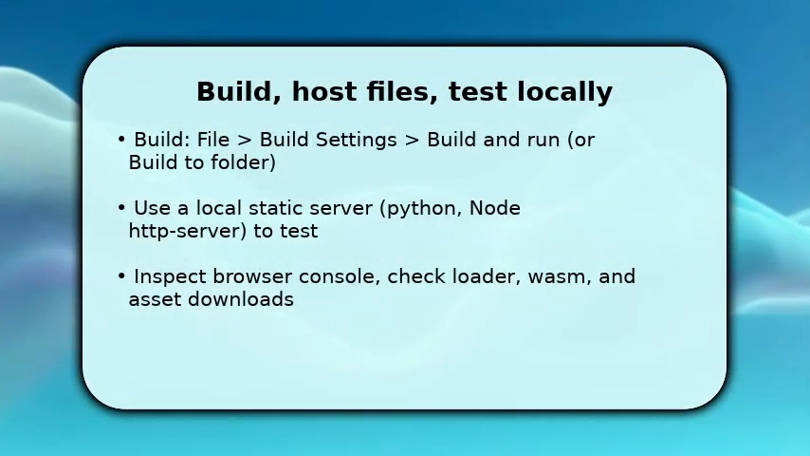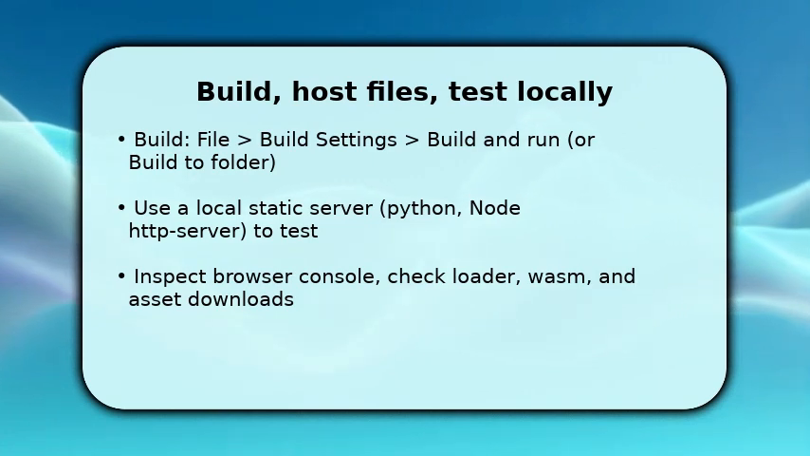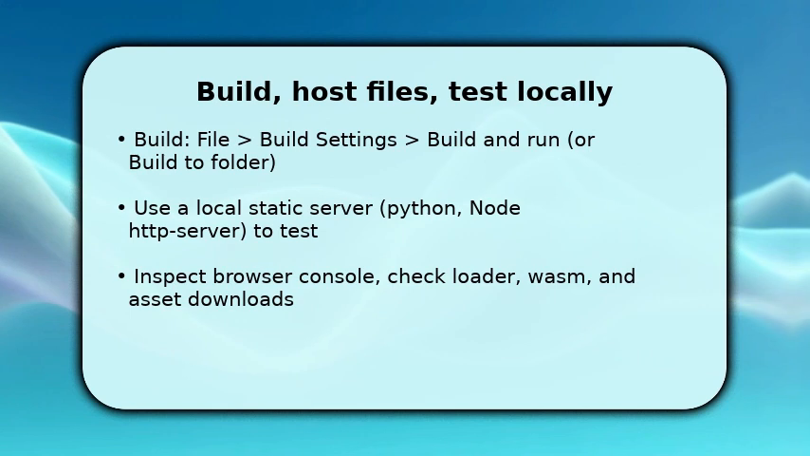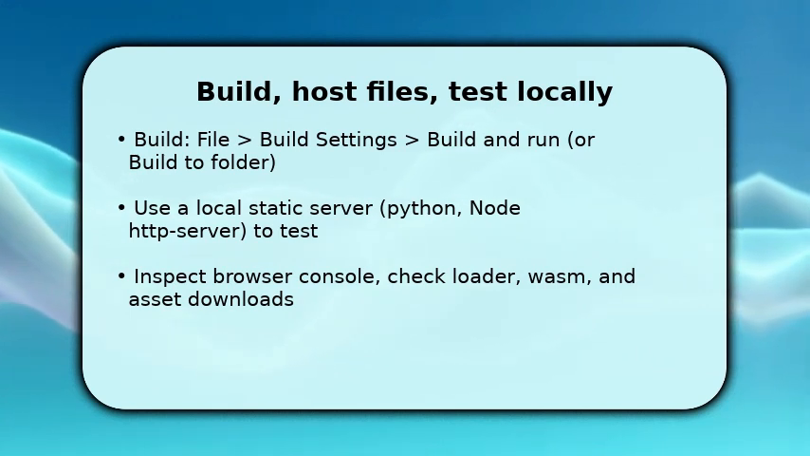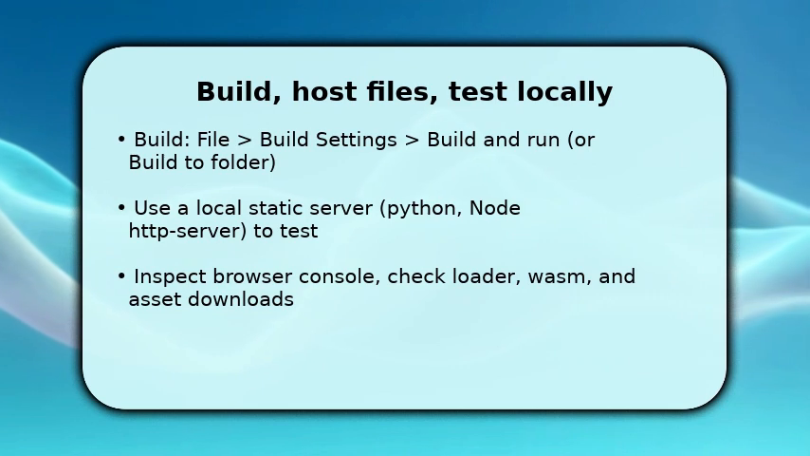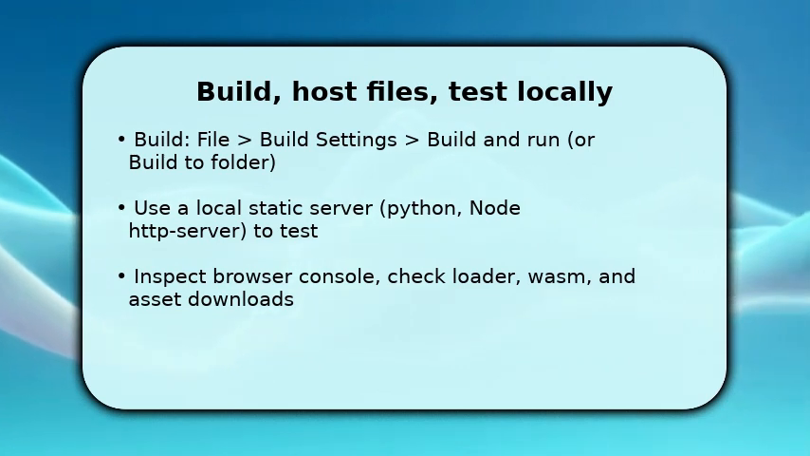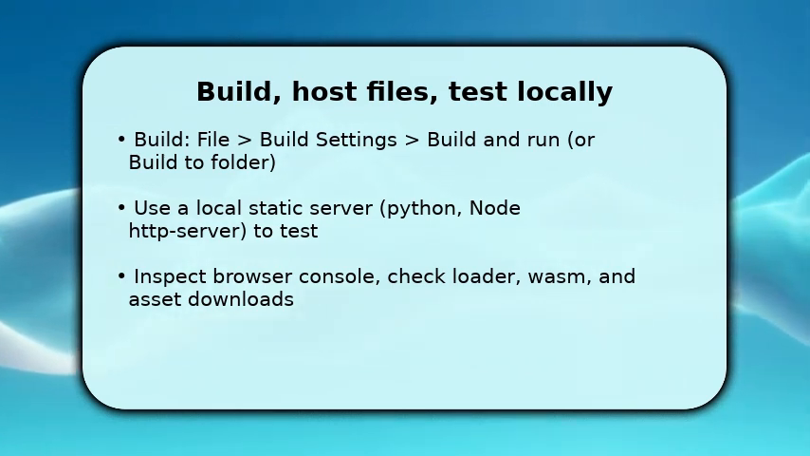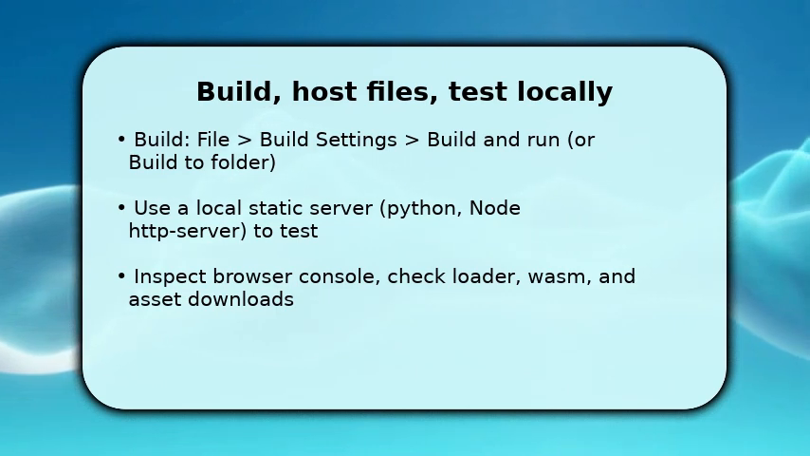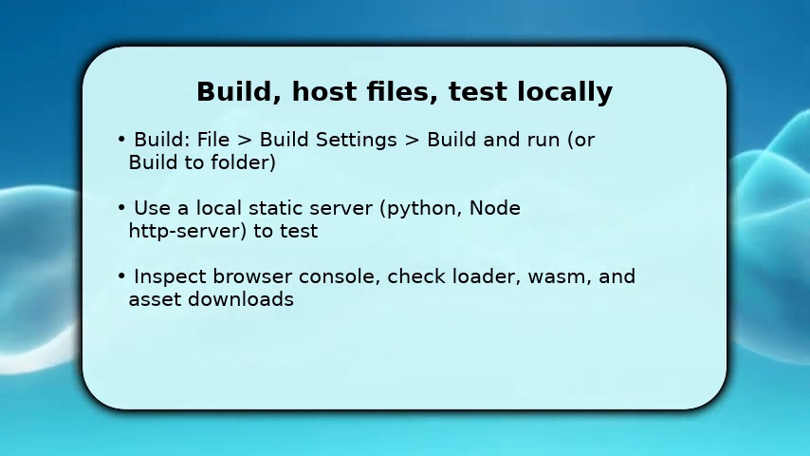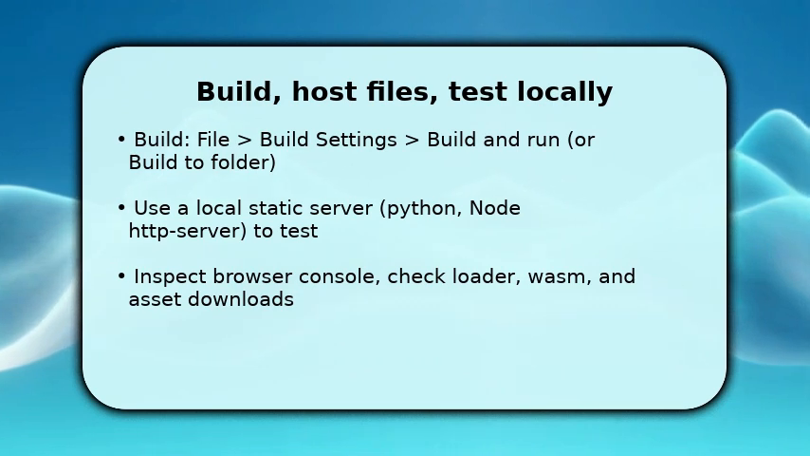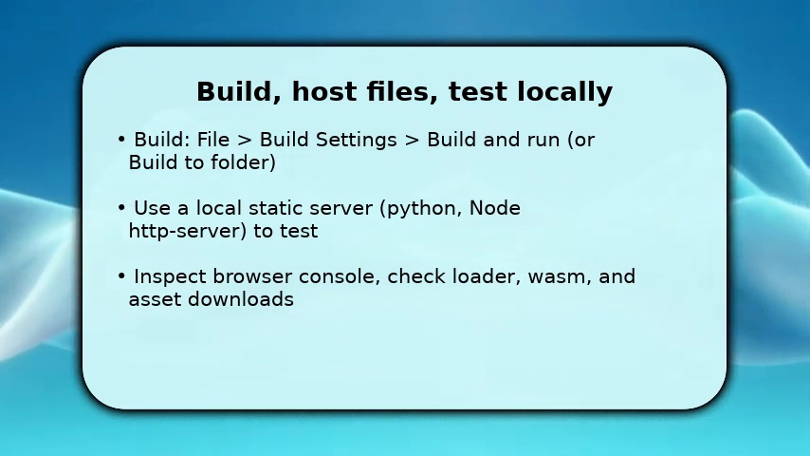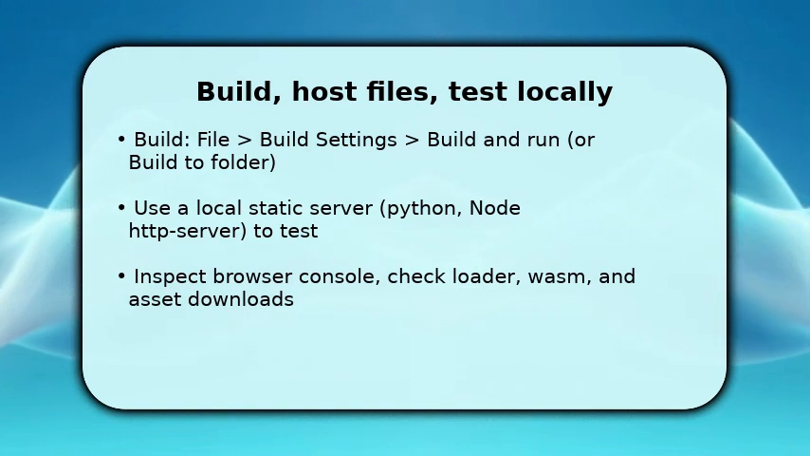You now perform the build and test cycle. Hit Build to create the WebGL folder, then serve it locally with a simple static server, Python http.server or npm http-server, because browsers block file:// requests. Once running, open the page and monitor the browser console for errors, look for successful WASM and asset downloads, and verify memory allocation and loading progress. If streaming or compression shows problems, rebuild with different compression settings or enable decompression fallback, and test again.